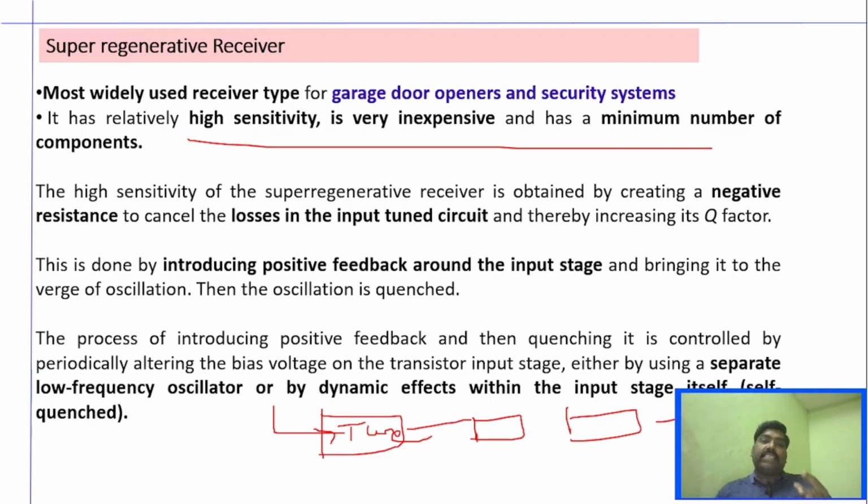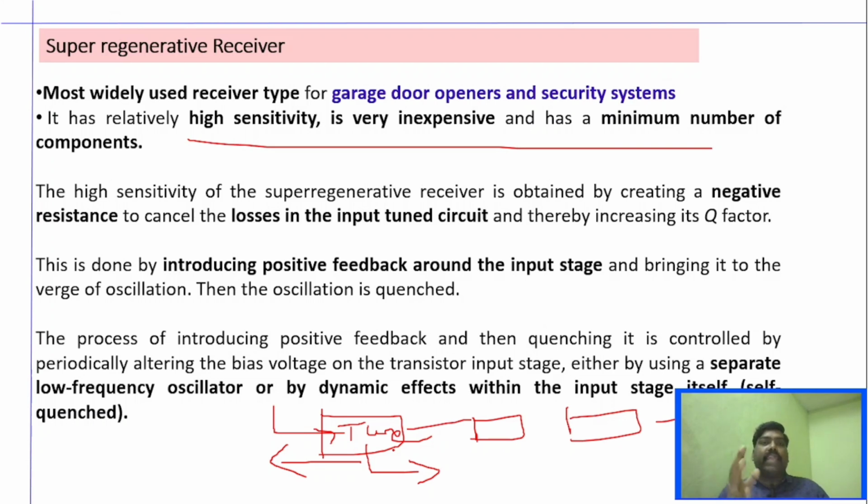This is the normal working of any particular receiver. And how is high sensitivity achieved in the super regenerative receiver? That is by arresting the losses which happen in the tuned circuit, right? It cancels the losses which happen in the tuned circuit and makes this particular receiver have a high Q factor. How is it done? We can create a negative resistance. The super regenerative receiver creates a negative resistance in this input stage, that is in the tuned circuit, so that it cancels the losses, which obviously increases the Q factor. That is the main thing.